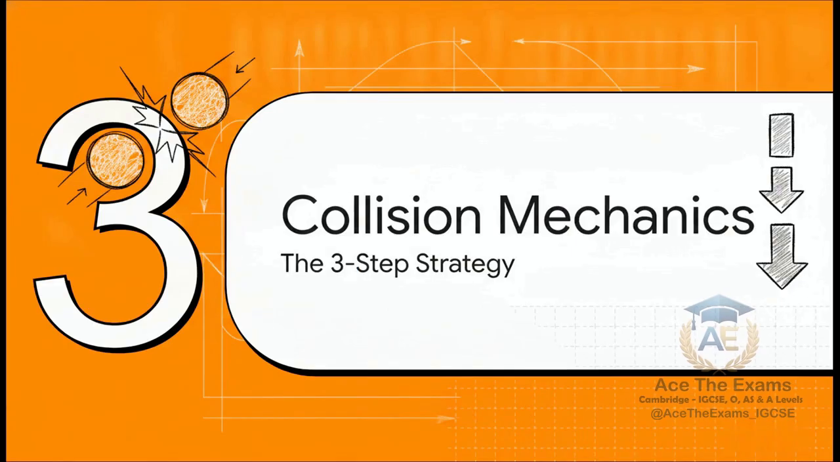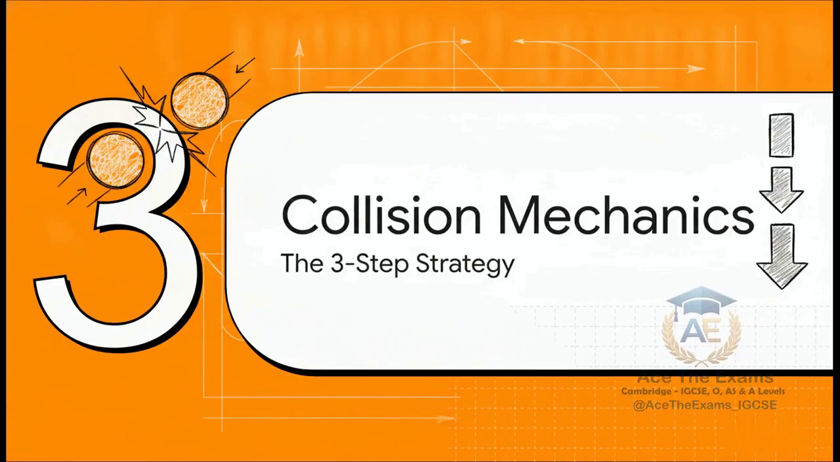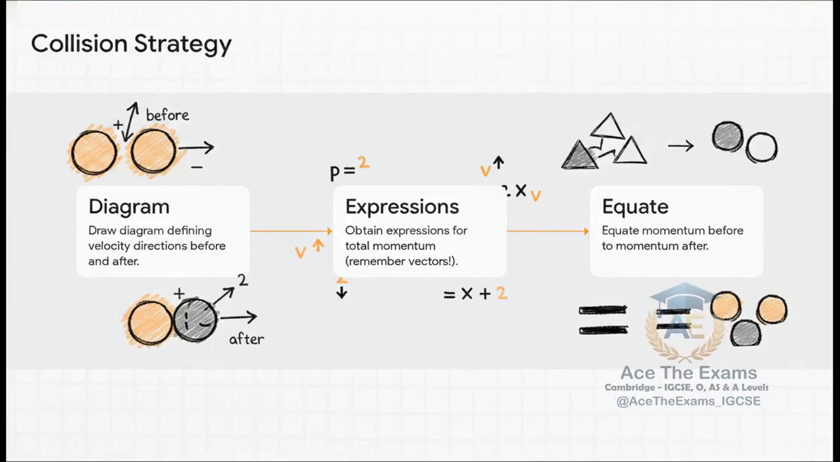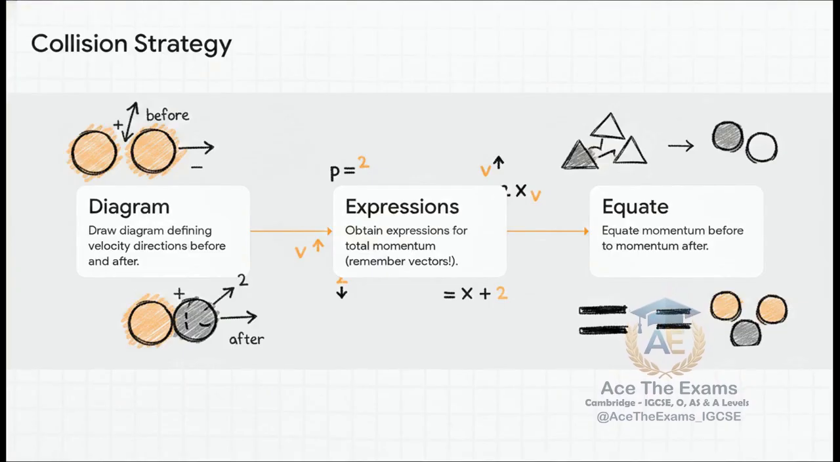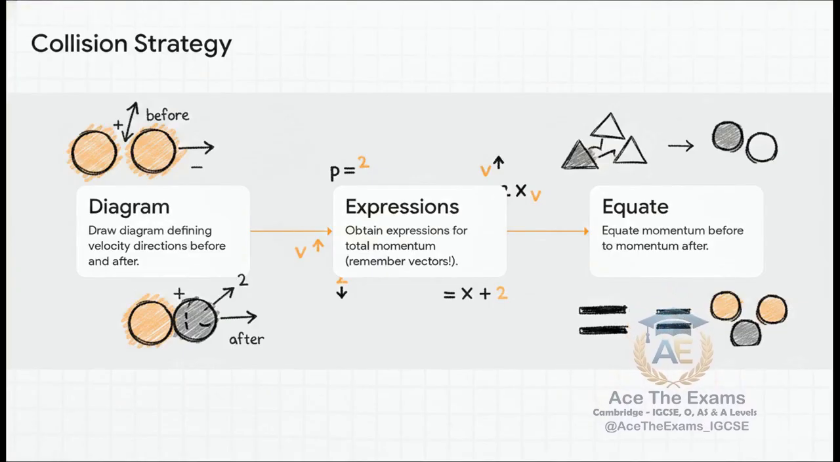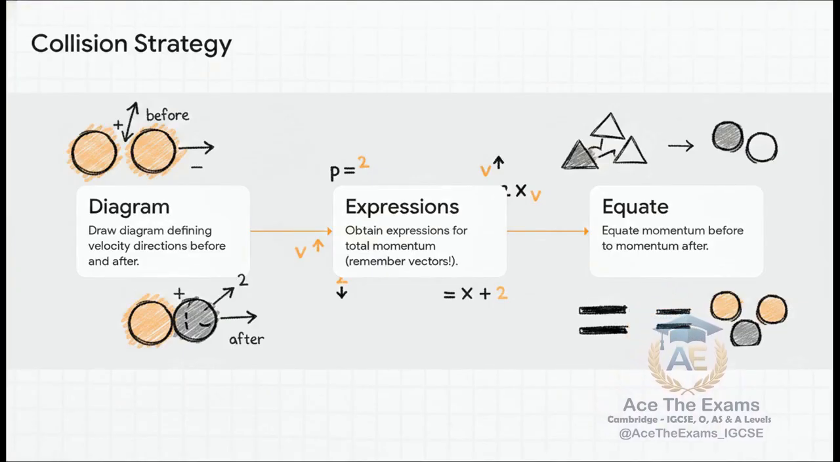Section 3. Collision Mechanics. The 3-step strategy. If you want to absolutely guarantee top marks in collision math, you must follow this 3-step blueprint. Step 1. Draw a labeled diagram. Visualize the before and after, and explicitly assign positive and negative directions.